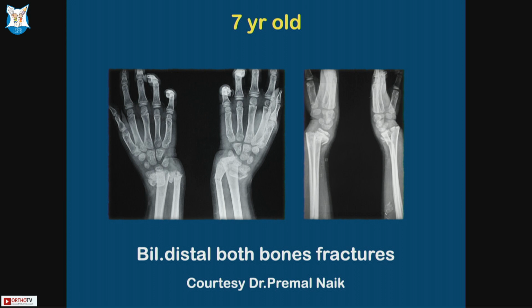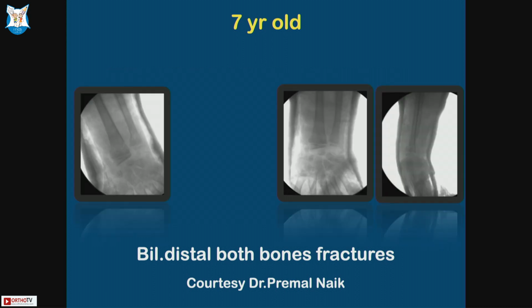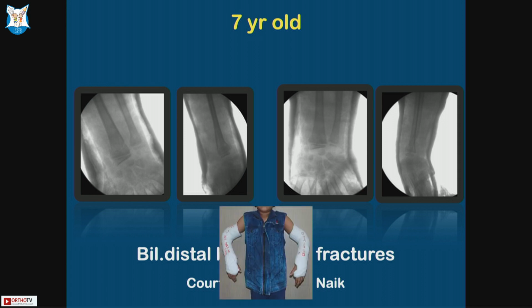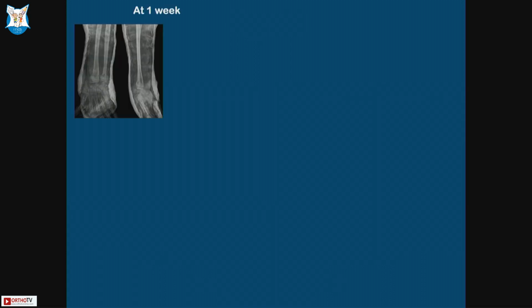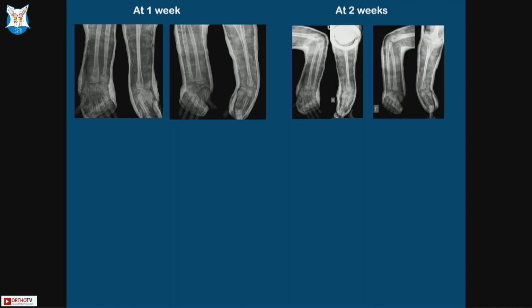This was a 7-year-old. This is from Dr. Premal. Very severe bilateral distal radius fractures. What did he do? It looks ghastly, right? So he took it, usual Premal, took it to theatre, evaluated in every position, and this was the best position he got. Casted the child at 1 week. This was the X-ray. At 2 weeks, there was still dorsal displaced angulation on this side. The other side looked fairly okay.